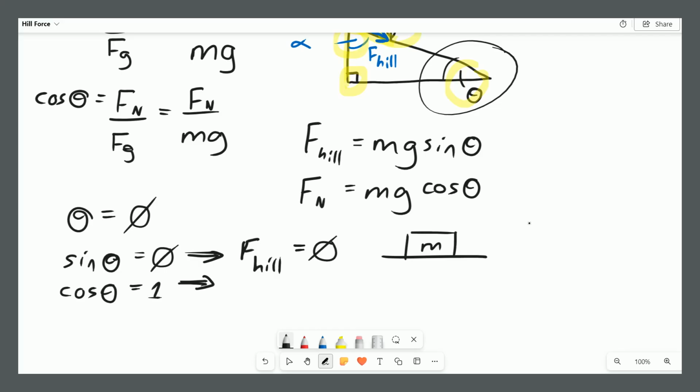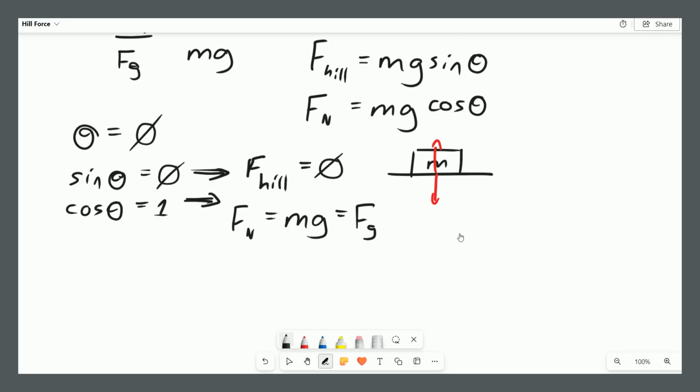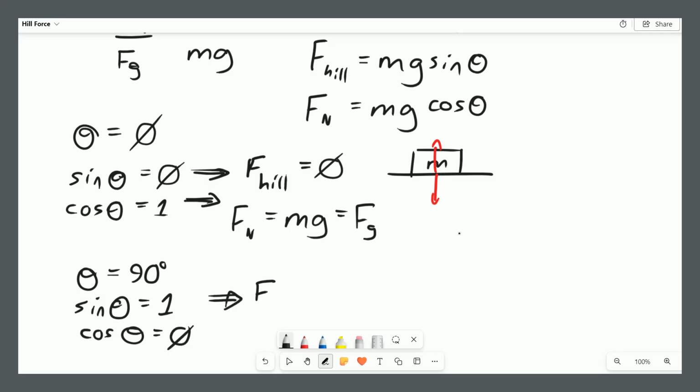As for the cosine of theta being equal to 1, your normal force is just equal to mg, which is equal to your force of gravity. And that's exactly what happens if your mass is on a flat surface. Your normal force cancels out your force of gravity and your mass just stays still. Now, what happens if theta is equal to 90 degrees? Then sine theta is equal to 1 and cos theta is equal to 0. So what does that tell you about Hill force and normal force? Your Hill force is going to equal mg.